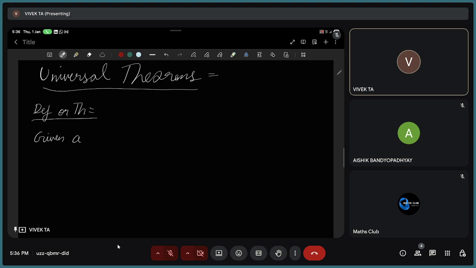given a set A, and a map phi from A to, let's say, a group G, the group H, there exists a unique group.